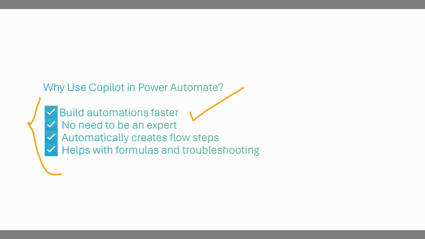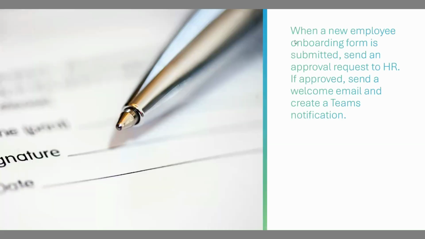Now let's see the business requirement we will try to implement today. This is a simple business requirement, but if we want to make this automation manually, we need to add multiple steps. When a new employee onboarding form is submitted, send an approval request to HR. If it's approved, send the welcome email, and at the same time send a notification to Teams. And if it's not approved, we will also add an email for the rejection.